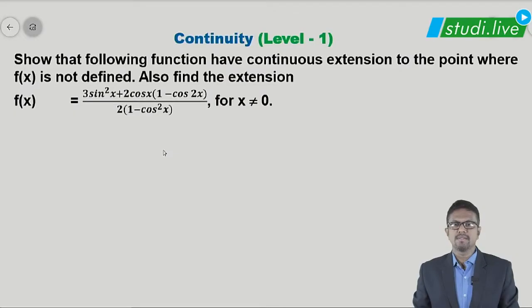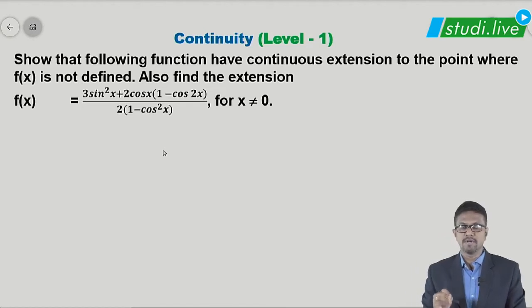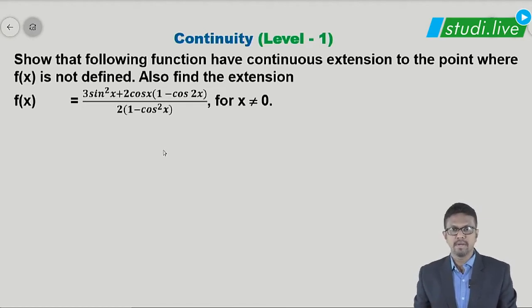Hello friends, and let us continue with our topic of continuity. So over here you can see the question, show that the following function have continuous extension to the point where the function is not defined, also find the extension. So over here you can see that the question is of the type not equal to, x is not equal to 0. So whenever a question is of that type, definitely we can say that the function has a removable discontinuity at that point, if at all it is discontinuous.